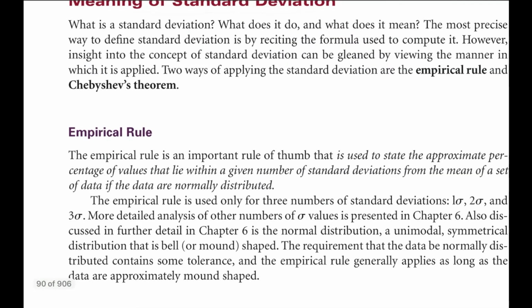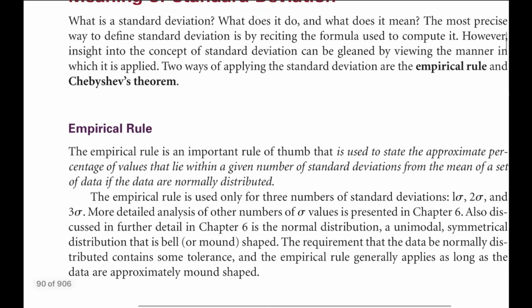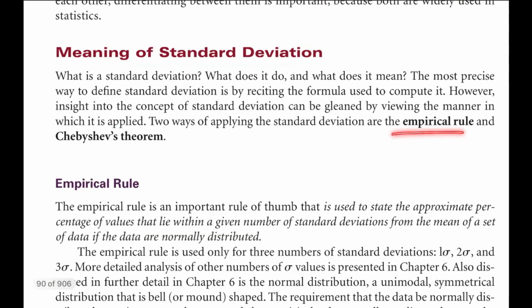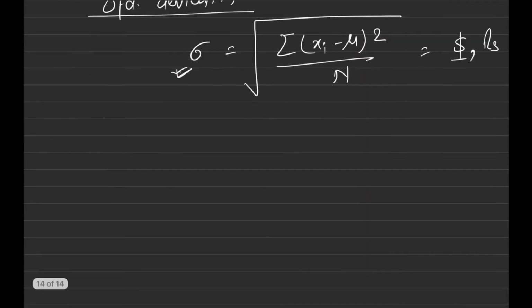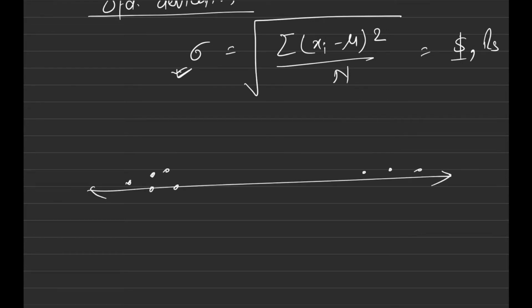Now standard deviation and variance, where do we generally use them? There are two theorems which help us apply the standard deviation method. One is called the empirical rule and one is called Chebyshev's theorem. We'll go through these theorems, but before that let's understand one thing. Let's say you have the data spread across the axis like this. Your data points are here, there and all, and your mean is somewhere here.